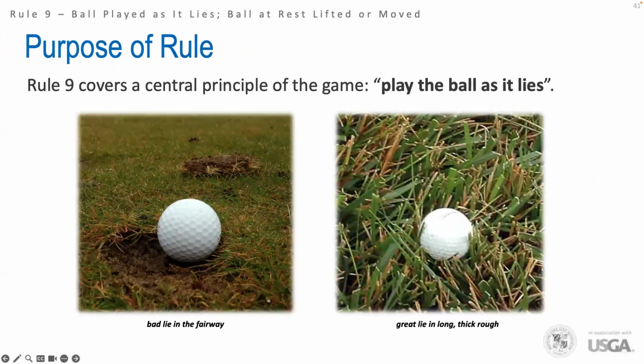So here we'll see the purpose of the rule. Again, we always have these central principles that are running through the rules and we like to abide by them. But this central principle of the game, we're going to play the ball as it lies. I am very much for not getting relief from a divot. Among other things, you could get a really bad lie in the fairway, but get a really good lie in the rough, like we see here.